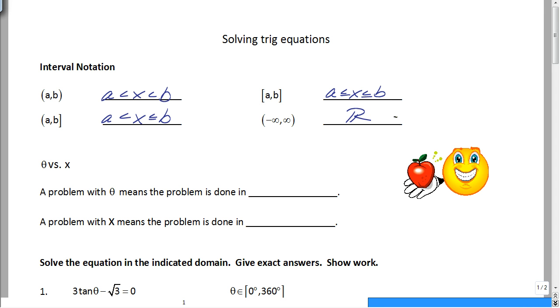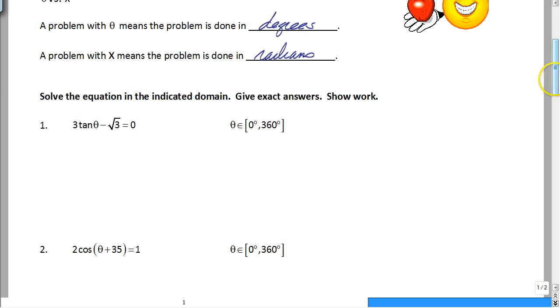Okay, so a problem with theta means that we are going to solve it in degrees. And if the problem has x, it means we're going to do radians. So let's get to it. The first problem that we have here says that we are going to solve for theta, meaning in degrees, and the answer must be between 0 and 360, which may include 0 or 360.